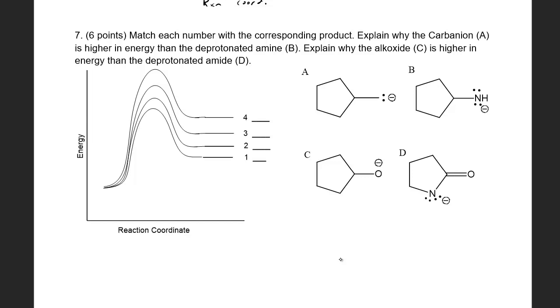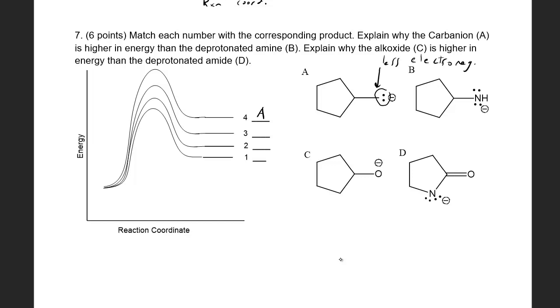So this says, explain why the carbanion is higher energy than the deprotonated amine. So in this case, thinking back to periodic trends, the carbon atom is smaller than the nitrogen. It's also less electronegative. It has more difficulty holding on that negative charge, mostly because it's less electronegative. Carbon is significantly less electronegative also than oxygen, and then clearly less than nitrogen, and this has resonance with this other oxygen. So this is the least stable anion that formed. If it's the least stable, that means it's the highest in energy, so 4 is A.